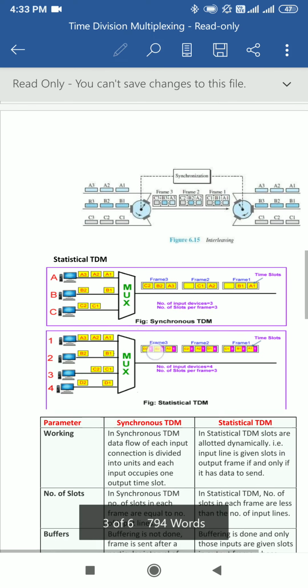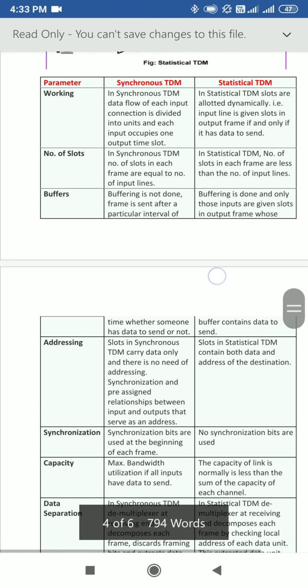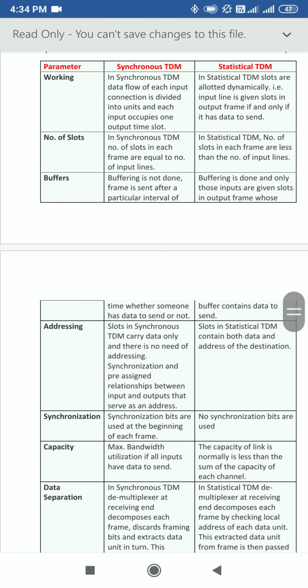This is about the statistical TDM. You can just go through all these differences or comparisons between synchronous TDM and statistical TDM. See, in the synchronous TDM, the first difference we have is about the working. Here the whole input data is divided into units. Each input unit has to occupy an output time slot. So whatever time slot is there on the input side, the same time slot should be there on the output side. Hence we call it synchronous.